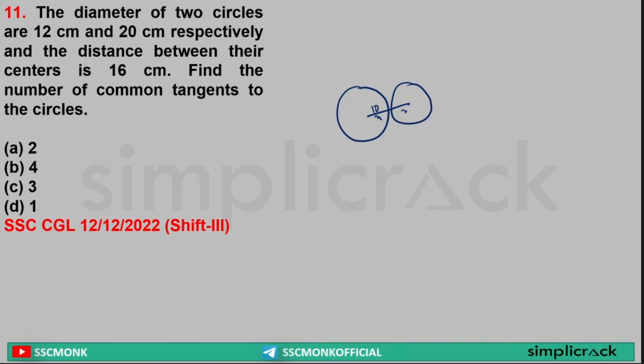20 is the diameter, so this radius is 10. 12 is the diameter, so this radius is equal to 6. So this distance is what? 16 centimeter. That means these two circles are touching each other externally like this. Now it is asking how many common tangents. So this can be the first, this can be the second, and this can be the third. So these are the three common tangents that can happen to these circles. So this sort of question will be there in your examination.